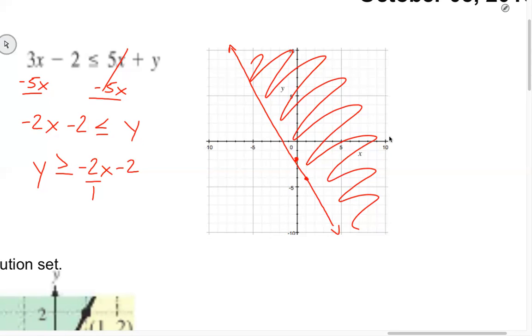Are you done? Okay, what's the difference between a straight line and a dotted line? As Justin said, the solid line includes the line. Dotted does not include the line. So the dotted line is greater than or less than, and then the straight line is greater than or equal to, or less than or equal to. Yes.